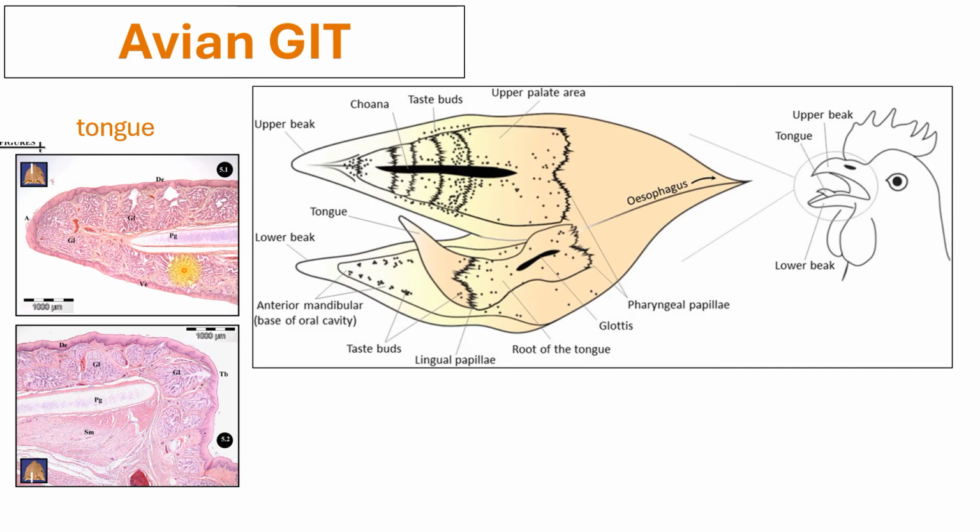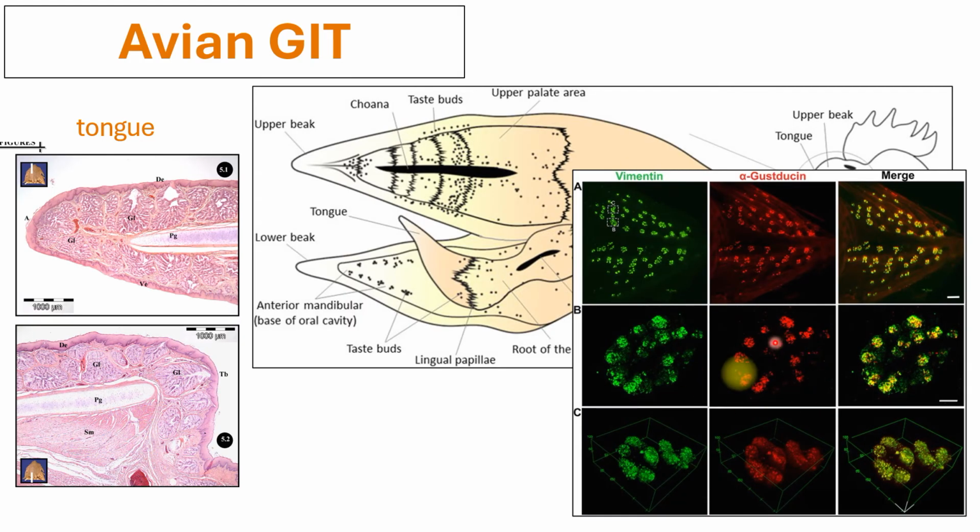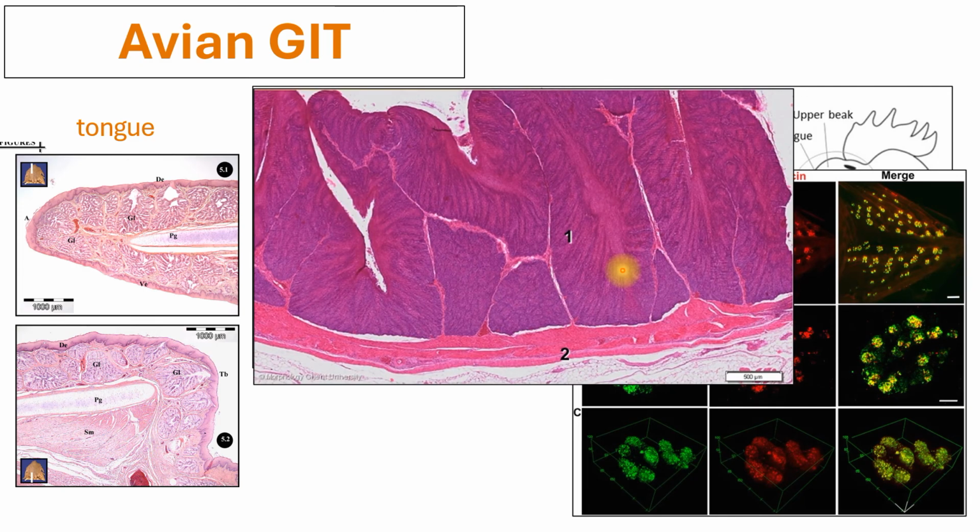And your avian species would also have your taste buds, which can be contained in the beak as well as in the tongue area. So here you can see a study which has specifically labeled the taste buds in your avian species. But it is not as well developed and as numerous as those found in the other domestic species.